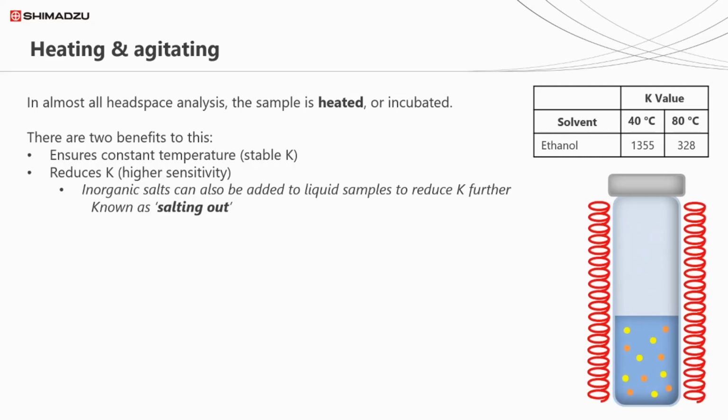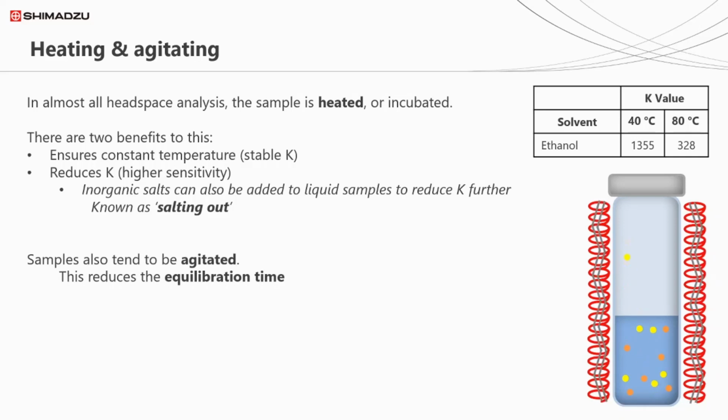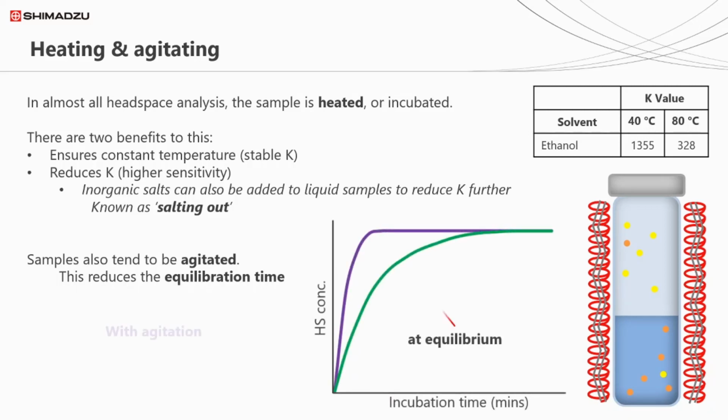As well as heating, samples tend to be shaken or agitated. It's important to highlight that this does not help improve the sensitivity. What it does do is speed up the amount of time we need to heat the sample for in order for it to reach equilibrium. It's extremely important that samples are only analysed at equilibrium. If sampling is performed before this, the sample concentration is in a state of flux, which can significantly reduce precision and accuracy.